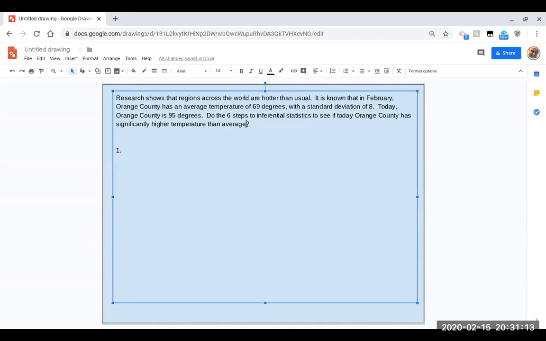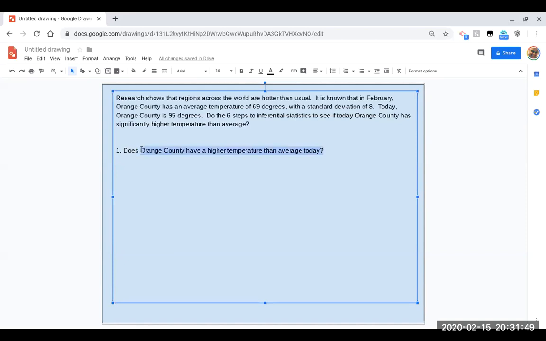So now I'm going to just do my copy paste. So remember, do the 6 steps to inferential statistics to see if, and then, is Orange County, or maybe does Orange County have, that sounds better. I want to make sure our grammar is right. Does Orange County have a higher temperature than average today? All right, there's my research question.